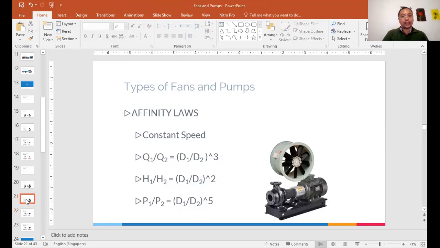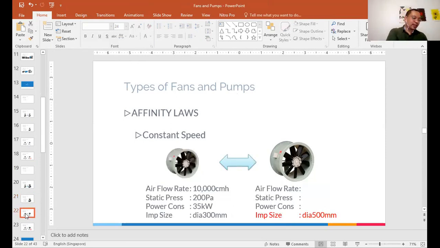Again, sa airflow rate is to the third power. So 300 divided by 500 raised to the third power, 0.216. So 10,000 divided by 0.216. Ano lumabas sa inyo? Anong na-calculate ninyo? 46,296. Oh, tama na yung sa akin ngayon. 46,296 CMH.